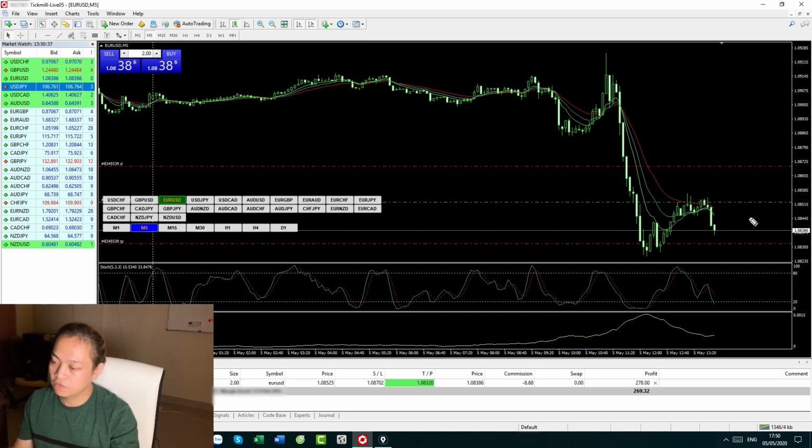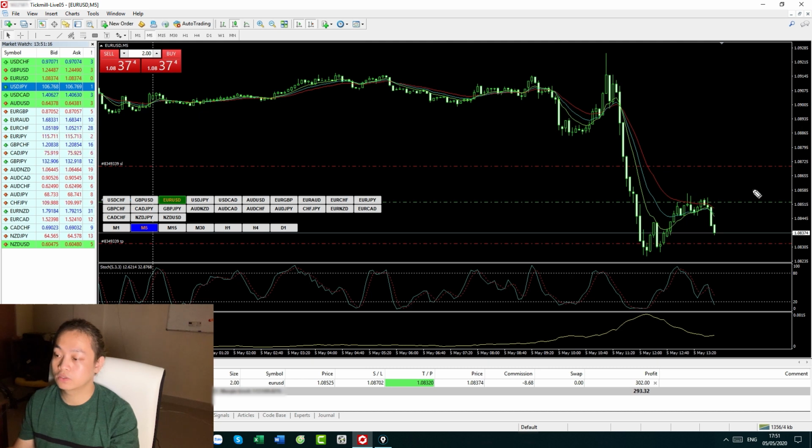And that's it for me for the second trade. I was thinking to open one more sell order if the price retests this level one more time. So yeah, that's my plan. We'll see where it goes.